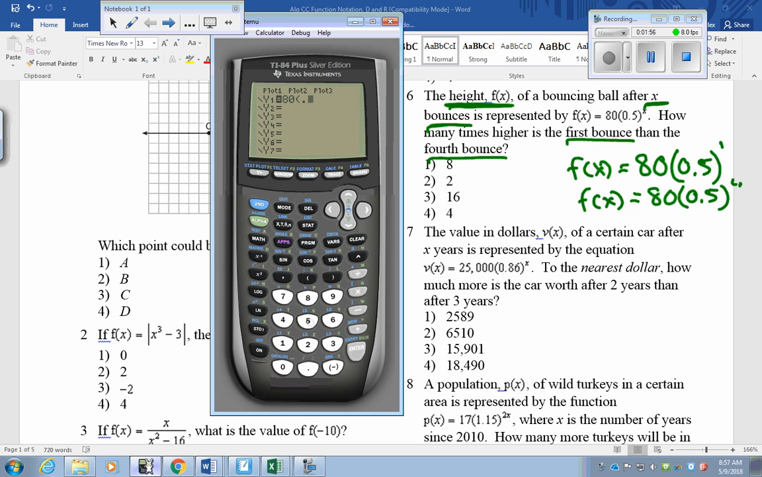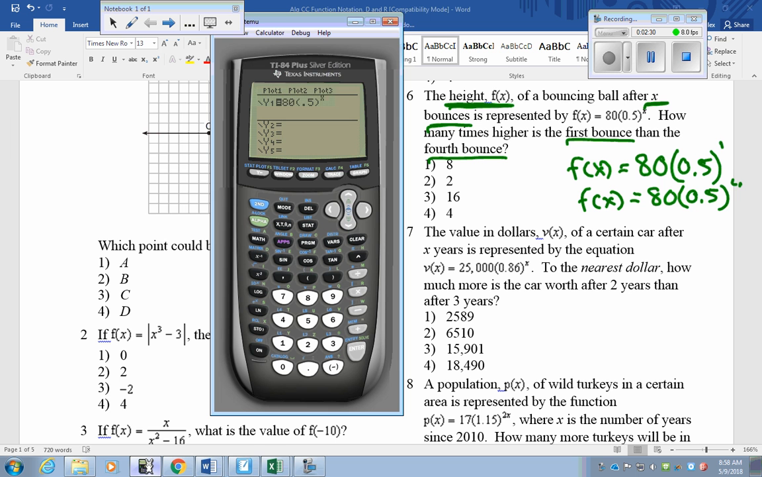So I'm doing 80 times 0.5 to the x. Basically, what this function means in terms of exponential functions, the 80 represents the height of the ball. So 80 is how high the ball was off the ground. Let's say it was 80 feet off the ground, like someone's dropping off a building. And then 0.5 shows us that the height is decaying. It's an example of exponential decay. So we're losing pretty much half of the height each time we bounce it.